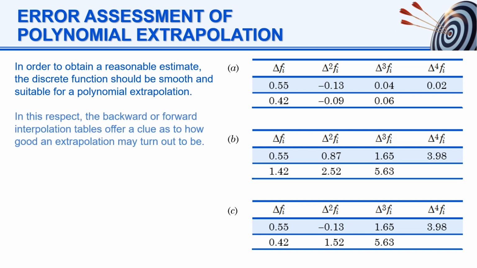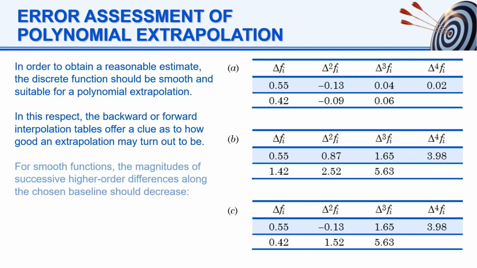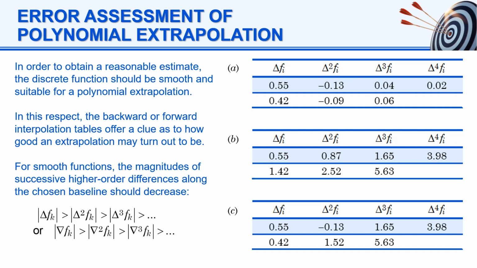In this respect, the backward or forward interpolation tables offer a clue as to how good an extrapolation may turn out to be. For smooth functions, the magnitudes of successive higher-order differences along the chosen baseline should decrease. In part A of the figure, the magnitudes of the increasing differences along the highlighted baseline decrease, which implies that a fourth-order extrapolating polynomial will give a converged estimate.